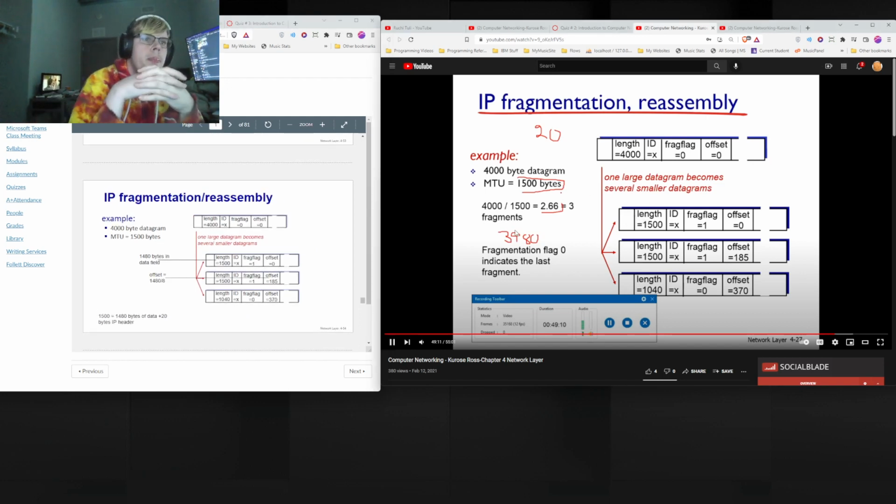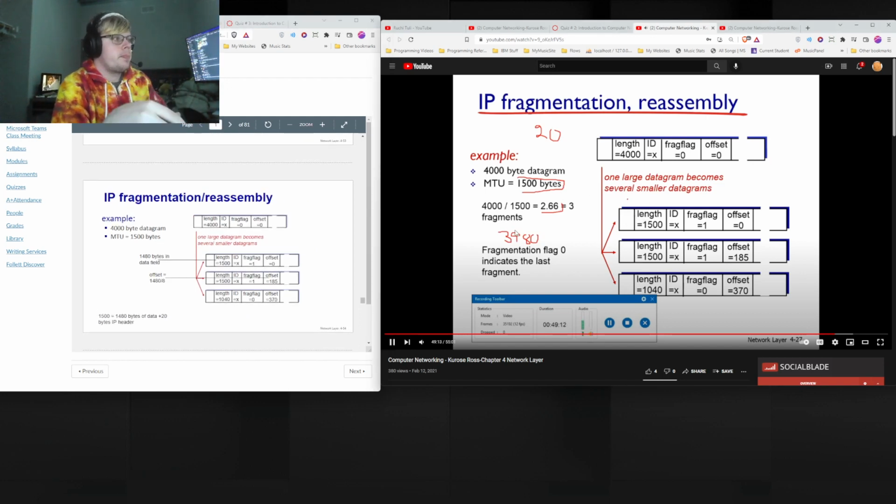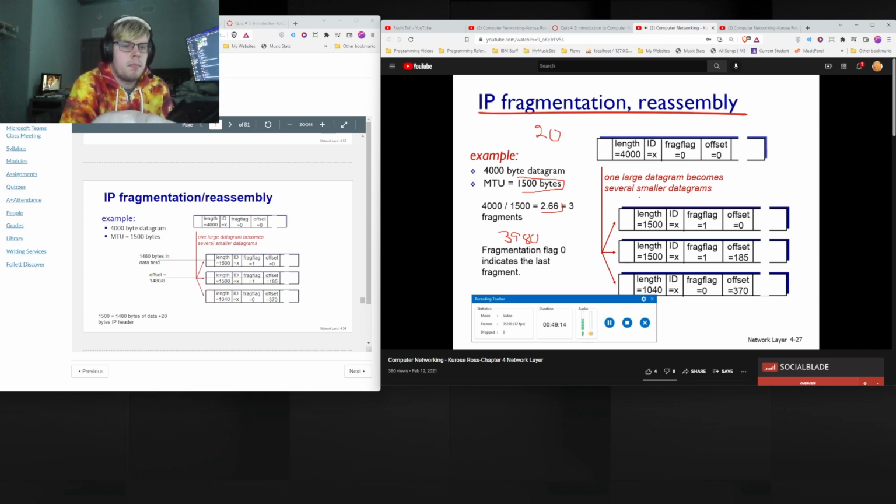Alright. Of the link, which is 1500. 1500 means the user data is 1480. I'm not going to talk about 1500. It will be 1480, right? Identification can be anything. The fragmentation flag is set to 1. That means there is one more fragment of this IP datagram.